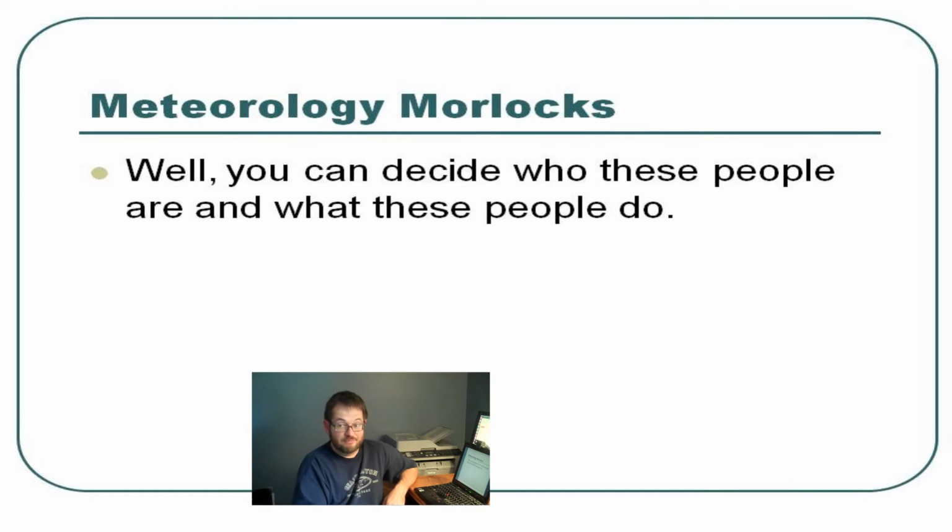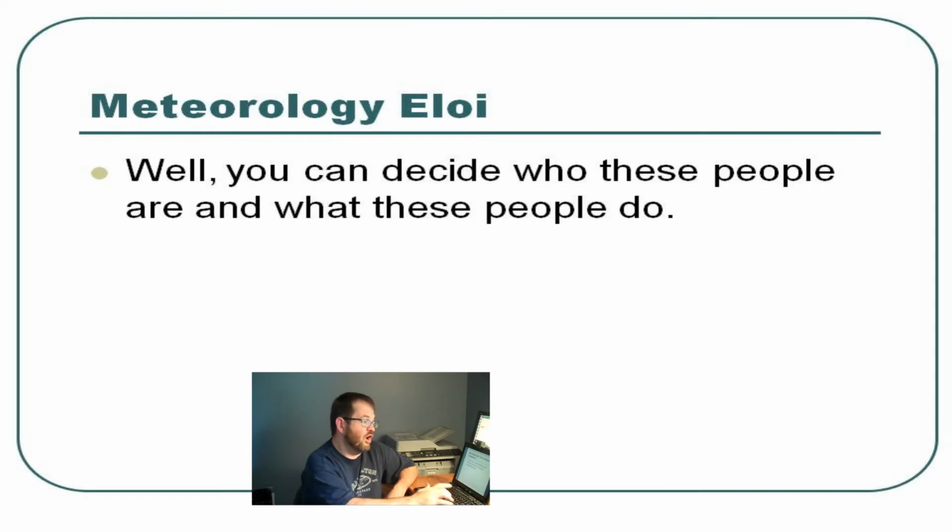Well, there are Morlocks in any discipline. There are Eloi in any discipline. Morlocks are the people who make the decisions. You can decide who you think a meteorology Morlock is. Who are the people? In fact, that's kind of what we do in the discussion 4. You can also decide who's a meteorological Eloi. Who's the person who is not making decisions but is consuming the information? And how do the choices that a Morlock makes influence what the Eloi knows? But we are all Morlocks and Eloi in various different ways.